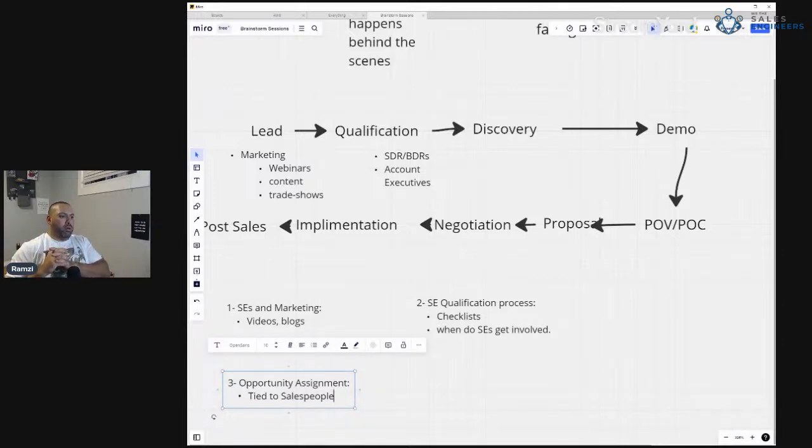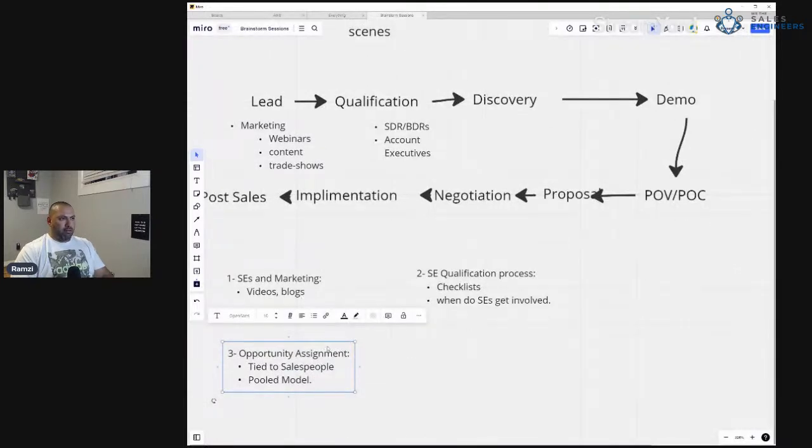But there's also the pooled model. The pooled model is when you have a bunch of SEs not assigned to any specific salespeople or accounts, but when a salesperson needs an SE, they reach out to the sales engineer manager, or they can go through whatever software, Salesforce, Jira, and request for an SE to jump on and be assigned to an opportunity.